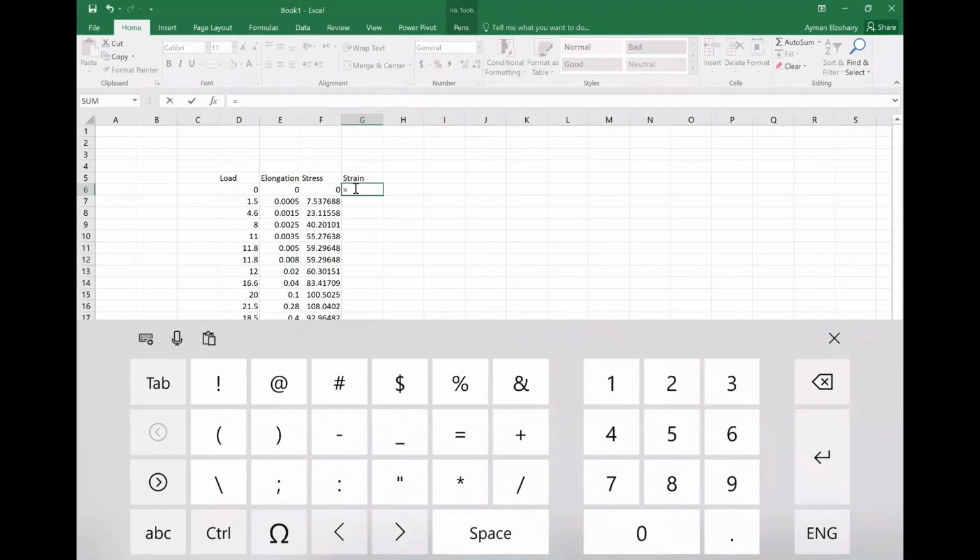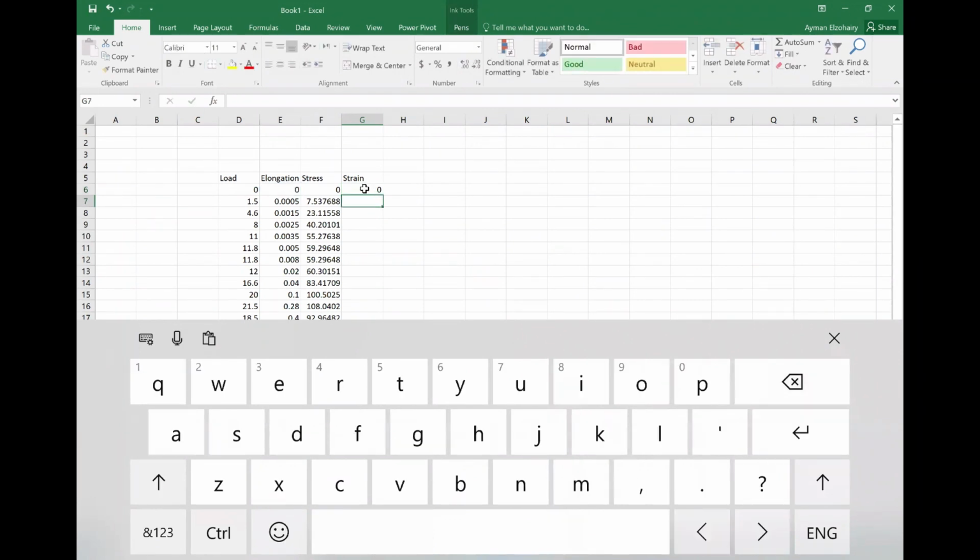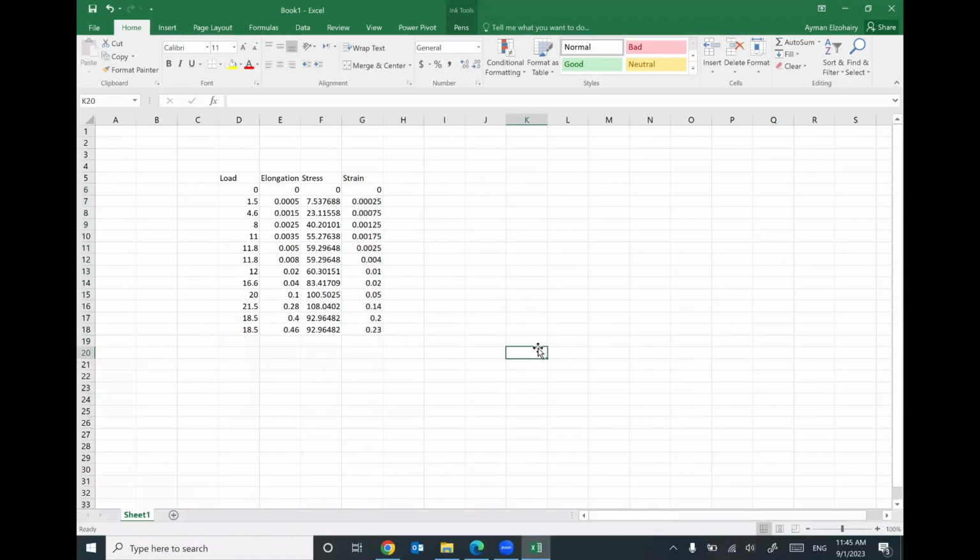Equal what? The value of elongation: just click on this value, divided by 2 inch, the original length. Enter, then go back to this cell and double click at this corner. You can repeat the calculation to all of these cells. So I divided this elongation by 2, which is 2 inch, give you this one. This one by 2, give you this one, and so on.